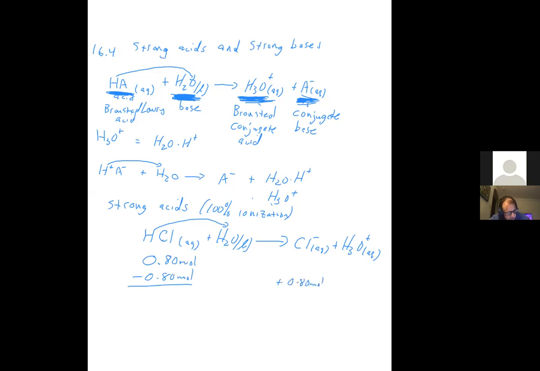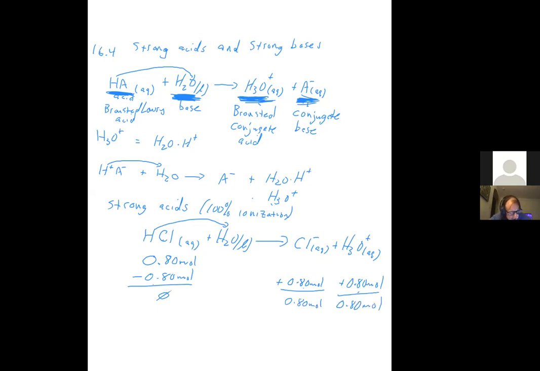I hope you see the relationship. That's the idea of a chemical reaction: you lose reactant and you gain products. It's transformed into the products. So these are going to go up by 0.8 moles. Now the water will go down too, but there's so much more water that it doesn't matter. We don't need it in our calculations. So once it's over, this is 0, and this is 0.8, and this is 0.8.